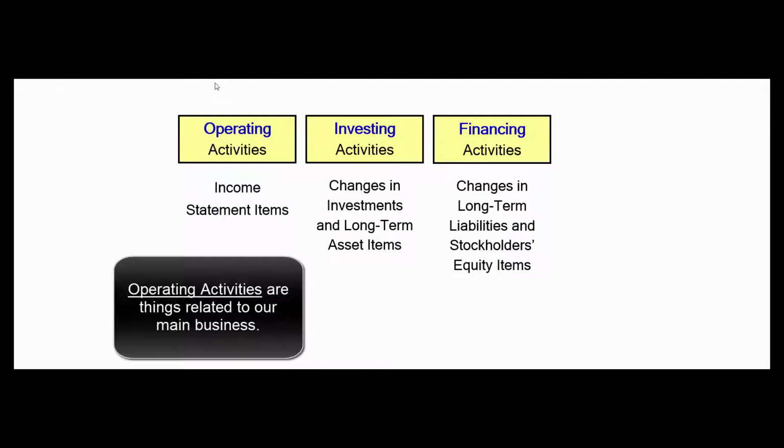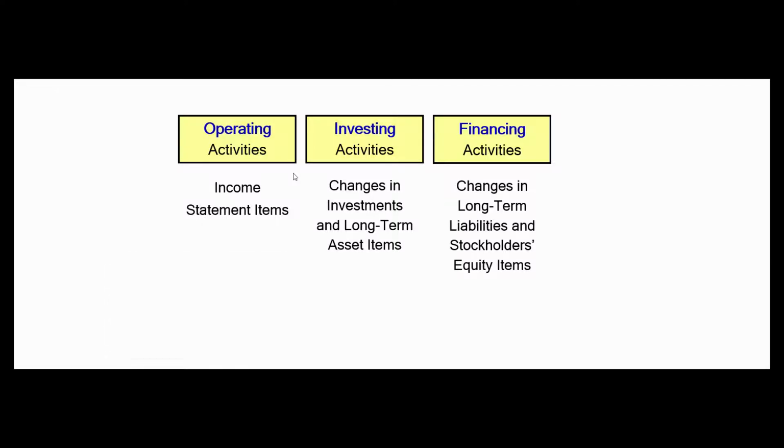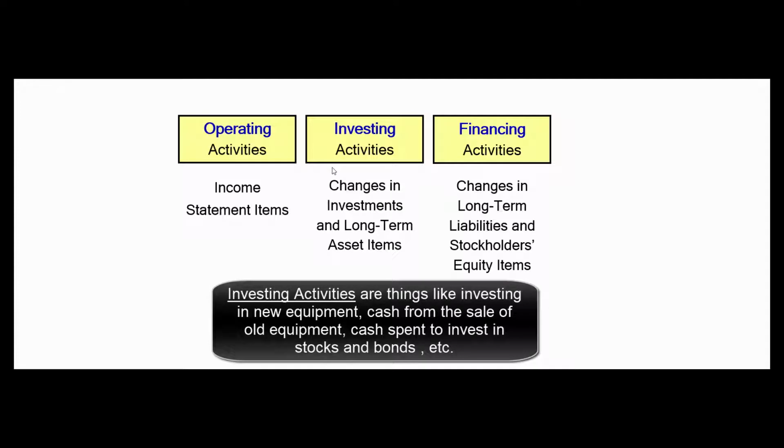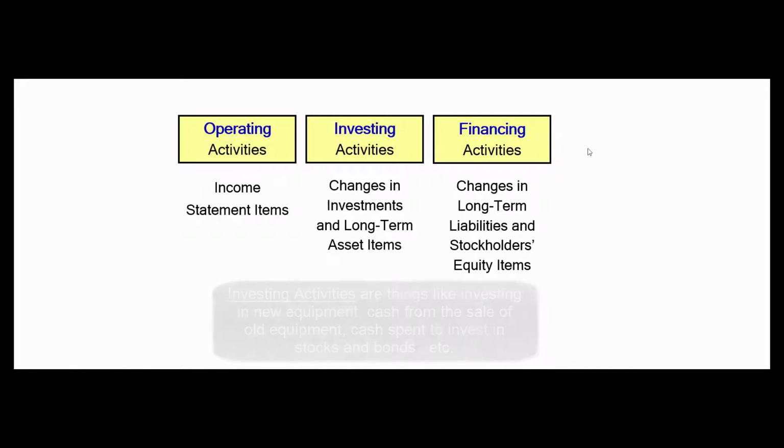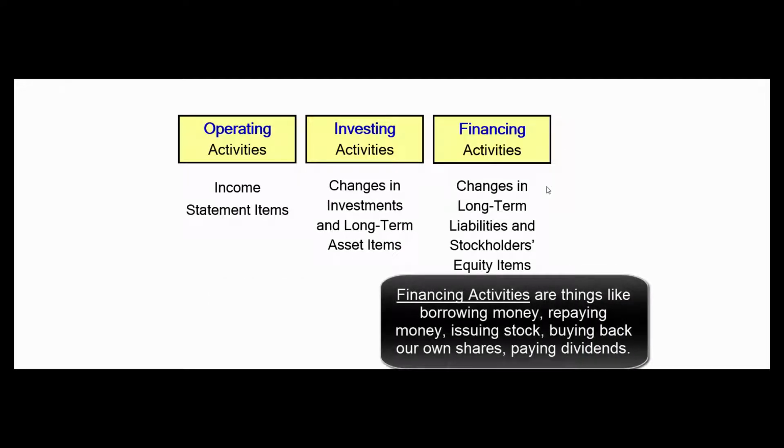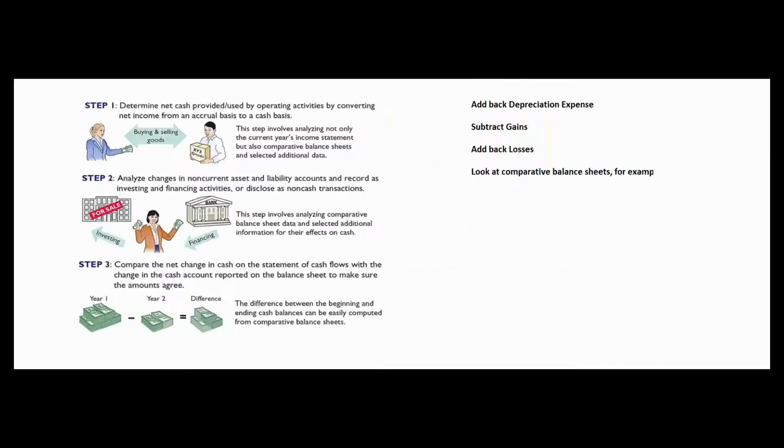And how do we define operating, investing, and financing? Operating activities are related to the income statement. It's the cash that we got from operating our business. Investing activities are things like buying new equipment, buying a new building, buying land. Cash from selling that land, selling an old building, selling old pieces of equipment. Cash from the sale of a long-term investment, it is investing activities. Or cash spent on a long-term investment. Financing activities are everything else. Things like borrowing money, paying back money, issuing stock, buying back stock, or paying dividends.